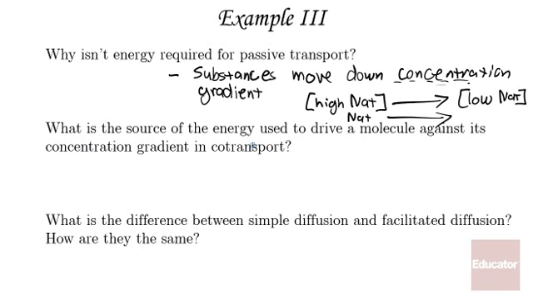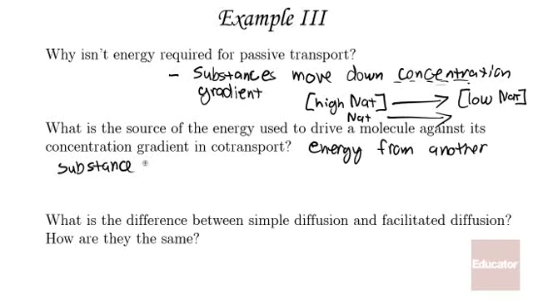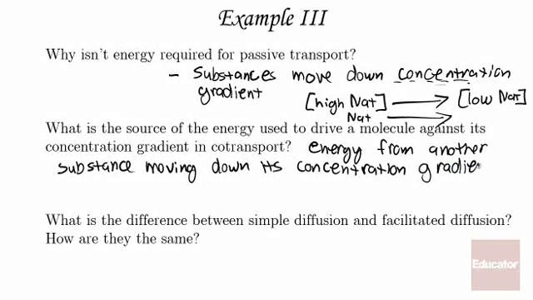What is the source of energy used to drive a molecule against its concentration gradient in cotransport? So how are molecules, substances moved against their concentration gradients in cotransport? Well, energy from another substance moving down its concentration gradient is harnessed to move a second substance against its concentration gradient.